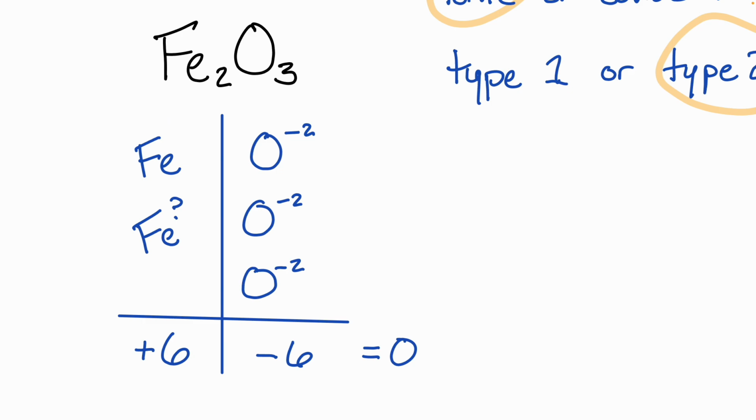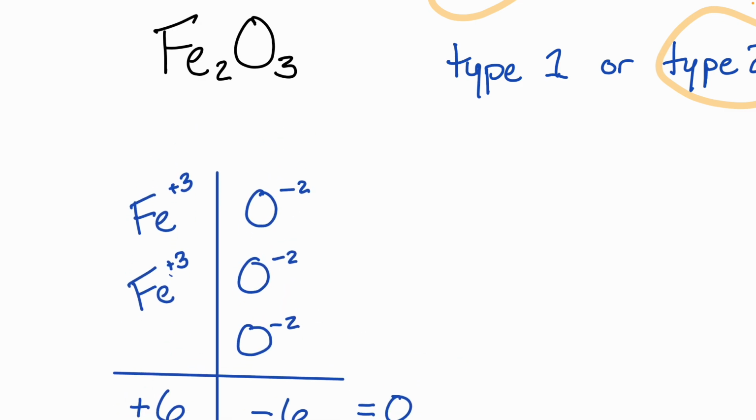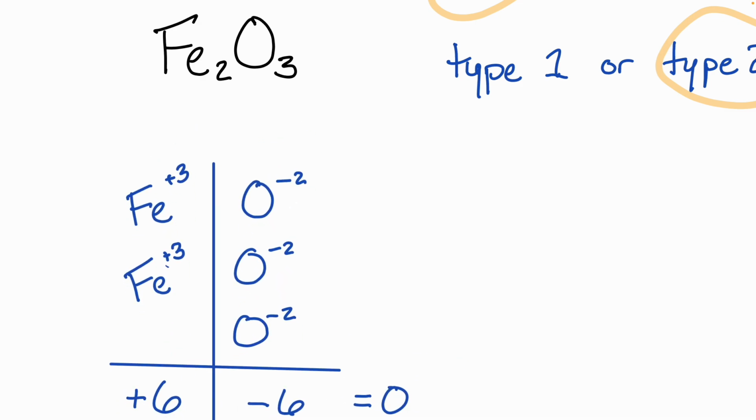So each one must have a charge of 3. 3 plus 3 is 6. All right, so the proper name for this thing, including that type 2 ion, would be iron(III) oxide.